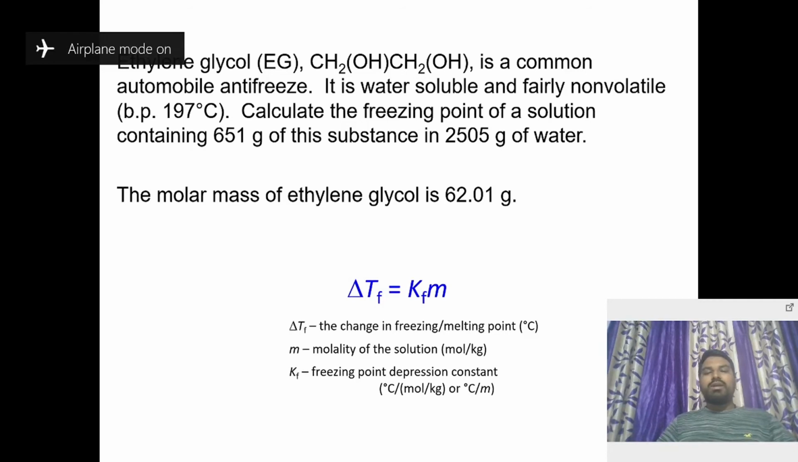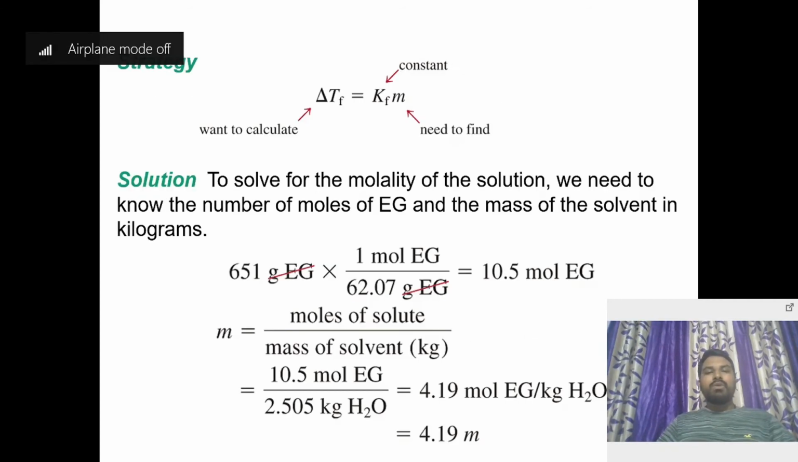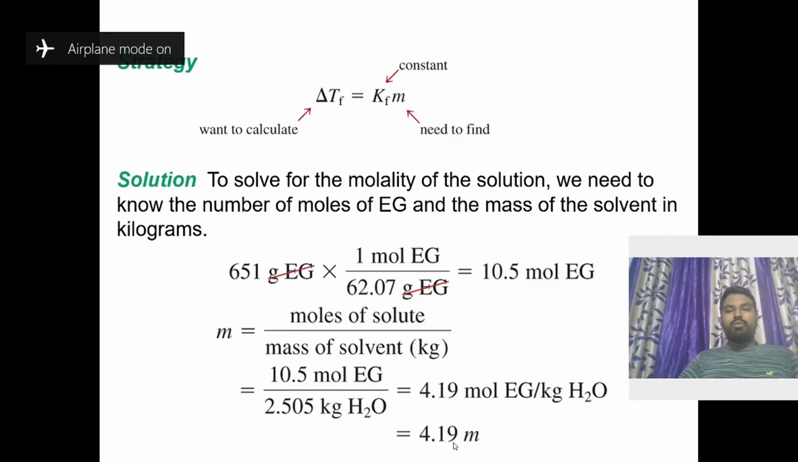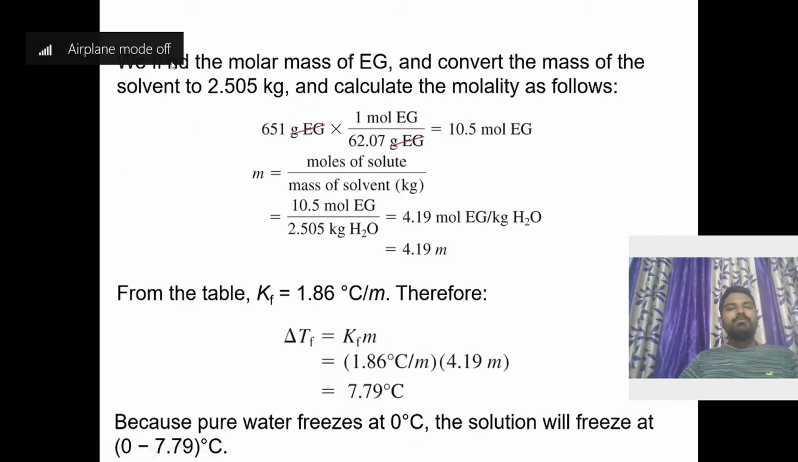We have the formula, delta Tf is equal to Kf into m. Now what we want to calculate is delta Tf, and we have the constant Kf and need to find m. Thus, to solve for the molality of the solution, we need to know the number of moles of ethylene glycol and the mass of the solvent in kilograms. And 651 multiplied by 1 mole over 62.01 will give 10.5. Following this formula, we have calculated that we will get 4.91 m. Now we find the molar mass of ethylene glycol and convert the mass of the solvent to 2.505 kg and calculate the molality as follows.